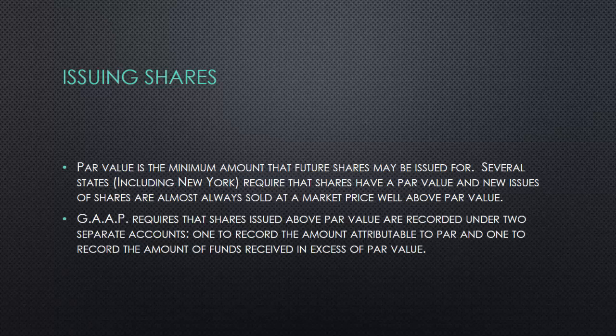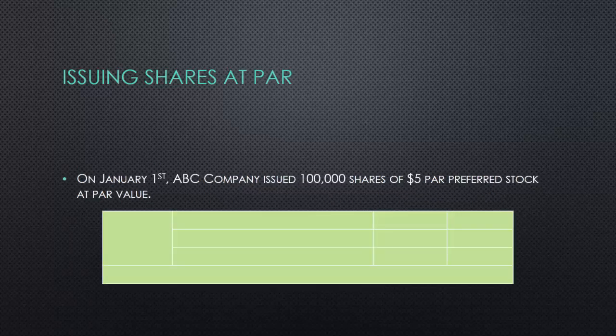What is par? Well, par is the minimum amount that the company is allowed to issue shares for in the future. It is an antiquated concept, but we still need to put it on the books. The reason we need to put it on the books is because we are required by GAAP to separate, at the time we issue shares, the amount that went towards par value and the amount that can be attributed to the excess that our shareholders paid above a stock's par value.